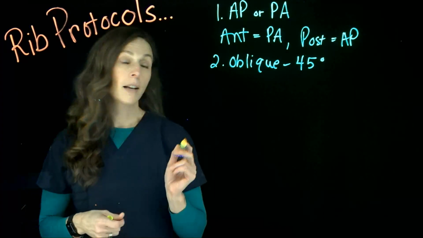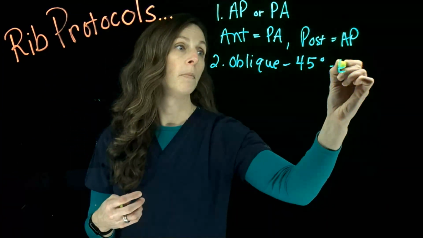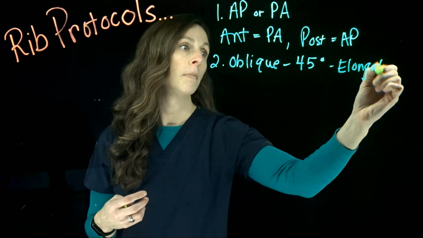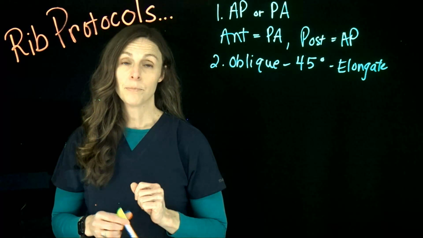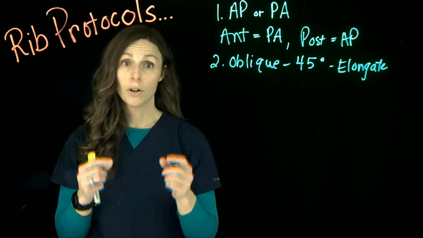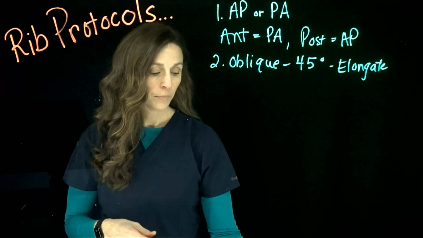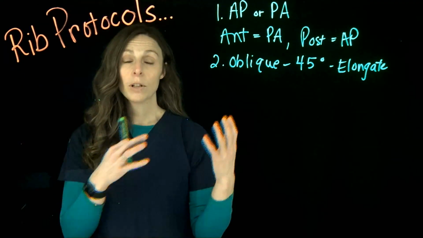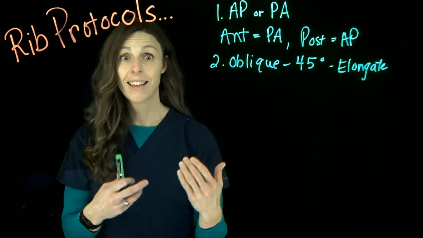Now, the purpose of the oblique is to elongate the rib. If you think about a lateral chest for a second, all of the ribs are superimposed, making it very difficult to see individual ribs and look for any pathology. Because a lateral of the ribs wouldn't be helpful, an oblique is our next best thing.